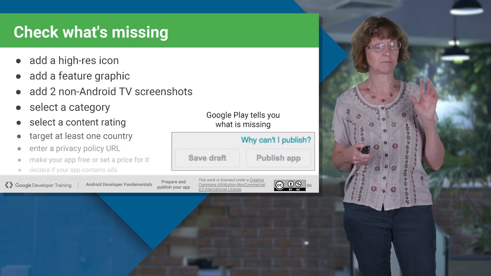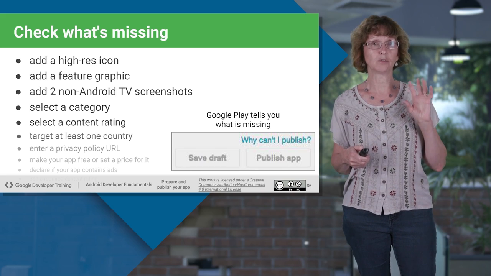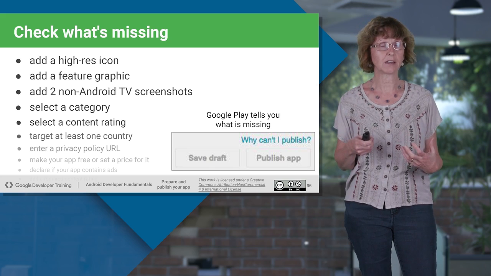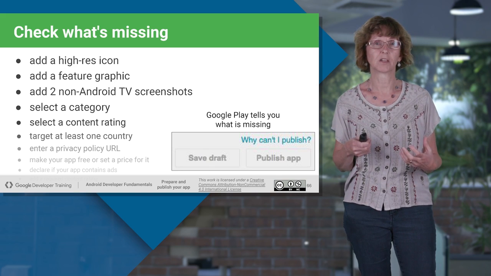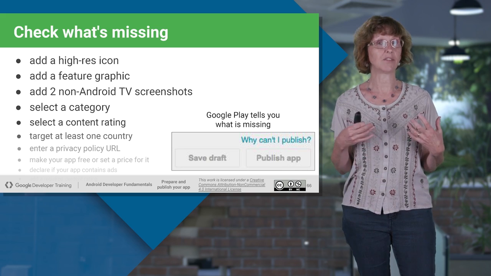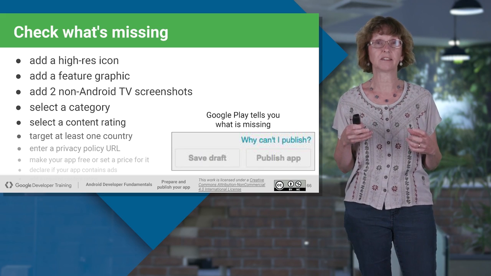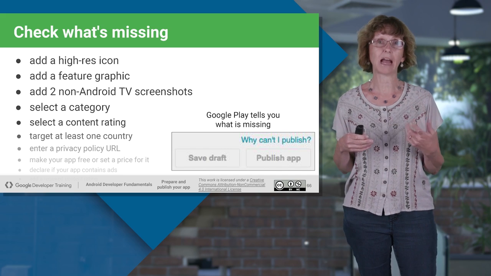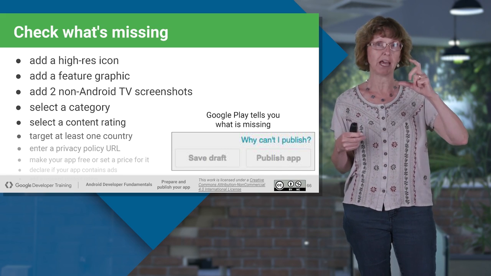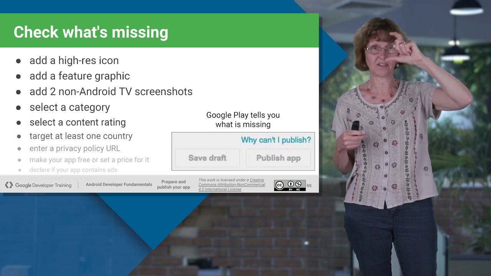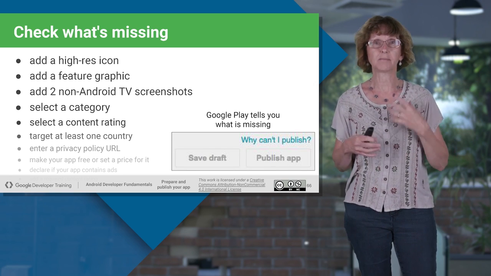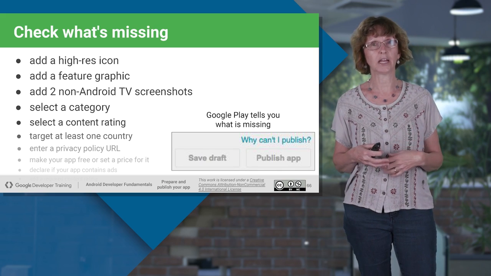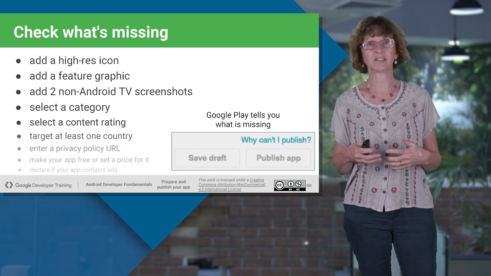We already talked about the launcher icon for your app. You're also highly recommended to have a feature graphic. What this means is that if you are lucky enough that Google Play picks your app as a featured app, and it's going to be displayed in the Google Play catalog as a featured app, then there needs to be a graphic for the Google Play Store to use. You need to add 2 non-Android TV screenshots, select a category, and select a content rating.